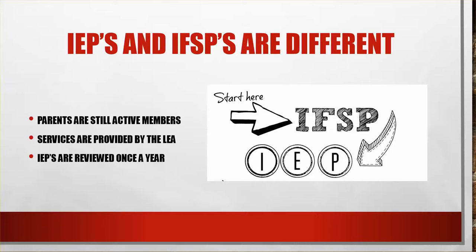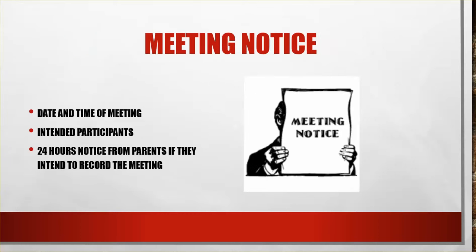IEPs, or Individual Education Plans, differ from IFSPs in many ways. Parents are still active members of the team, though unlike in IFSPs, most services are provided by the local education agency, or LEA. IEPs are also reviewed only once each year, unless a team member requests a meeting before the annual review. Parents are to receive a meeting notice at least 10 days prior to the meeting, and that notice should be signed and returned indicating whether or not they plan to attend.